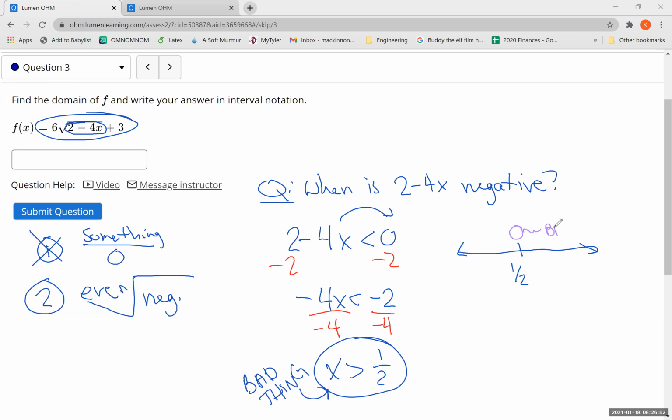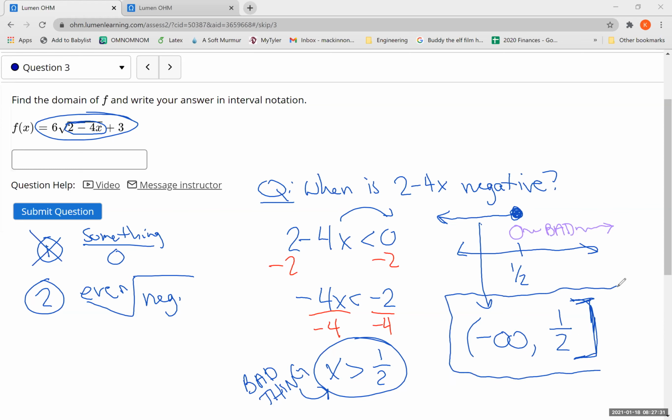This is all bad stuff. We can't include any of this. So since the purple stuff is all the bad stuff, if we remove all the bad stuff, we're left with the good stuff, which now is our domain. So if I'm going to write this as an interval, I'm going from -∞ to 1/2. I'm including 1/2, so that's a bracket. Let me really emphasize the bracket there. And so that's my domain.